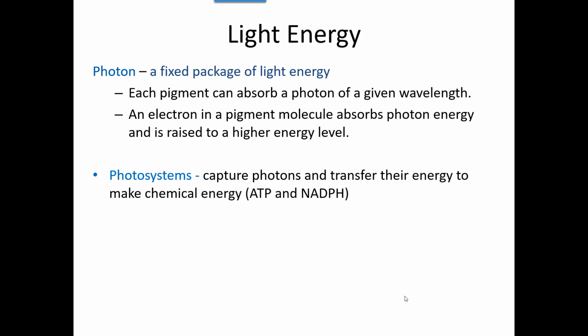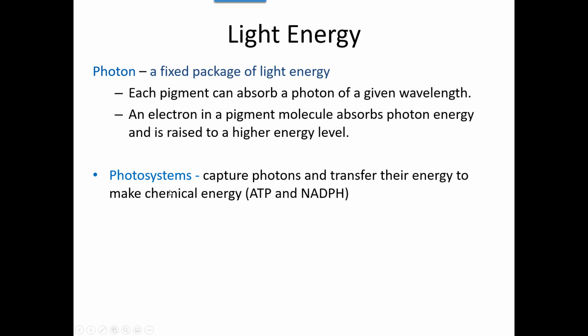Now a photosystem is a thing that captures the photons, capturing those little bundles of light energy and transferring their energy to make chemical energy, usually in the form of ATP or NADPH, one of those electron carriers. So it's using and transferring the energy in the photons to something else. It takes the energy from the sunlight and makes chemical energy, stored in bonds such as in ATP or NADPH. We're going to take a look at a couple of the photosystems occurring inside the chloroplasts.